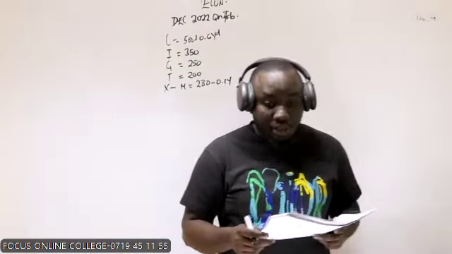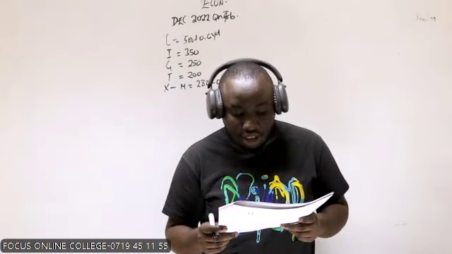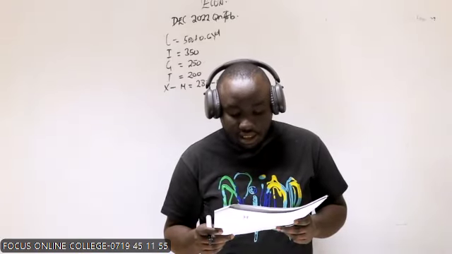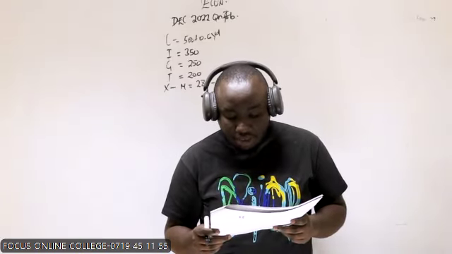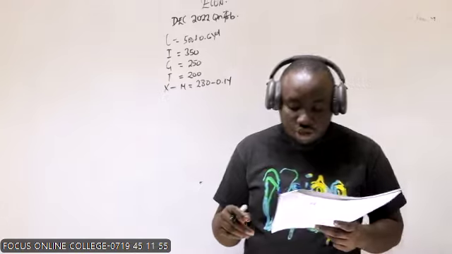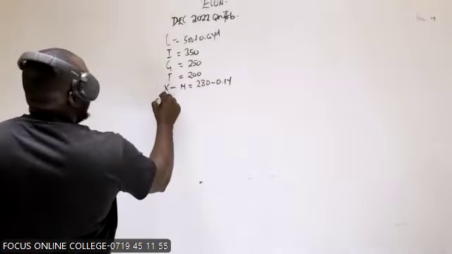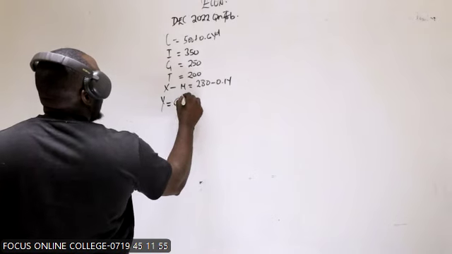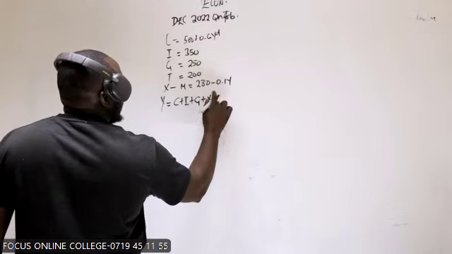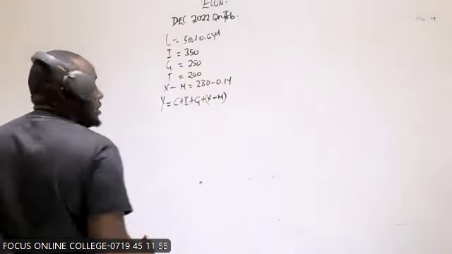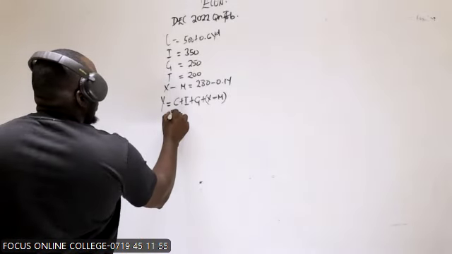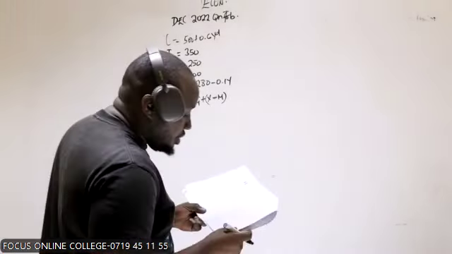G is the government expenditure, C is consumption, T is taxes, X is export, M is import, and Y is national income. So for the equilibrium level of national income, Y is equal to C plus I plus G plus X minus M. But first, you need to understand what YD means. That's the disposable income.